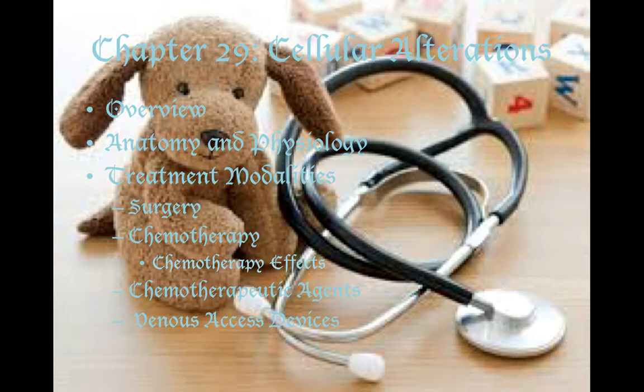Welcome to chapter 29. Here we will talk about cellular alterations. First, we will look at cancer, which refers to a group of diseases in which there is out of control growth and spread of abnormal cells. There are two general types: solid tumors and hematological, or malignancies of the blood. The name of cancer depends on its cell origin and where in the body it develops.